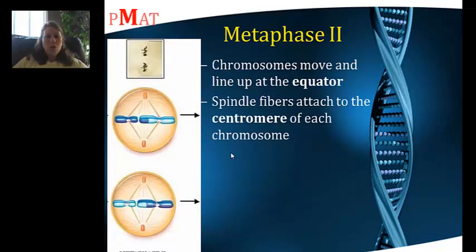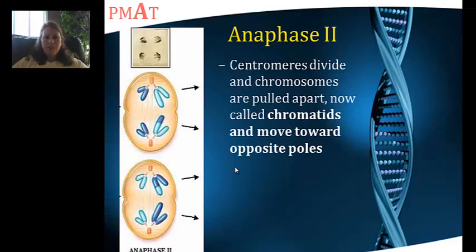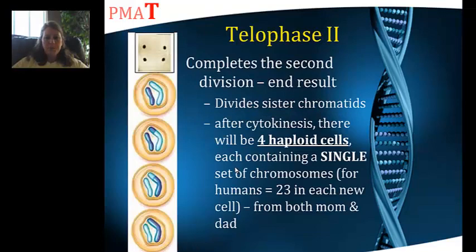Metaphase 2, we are going to line the chromosomes up down the middle of the equator, and the centromere is attaching to the spindle fibers again, just like mitosis. Anaphase 2, we are separating the chromosomes, and now they're called chromatids, and they are being pulled toward the centrioles. Telophase 2, this completes the cycle after we finish up cytokinesis.